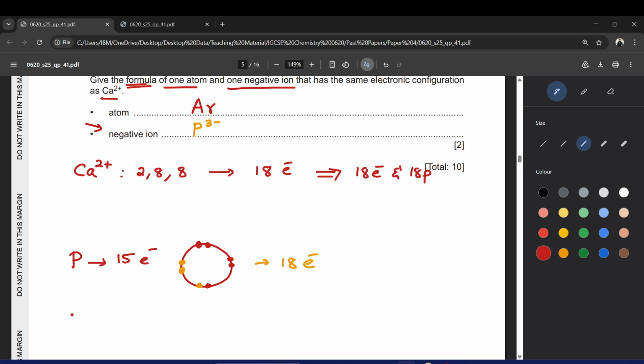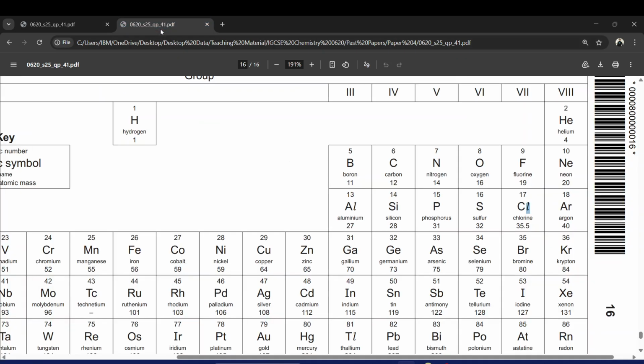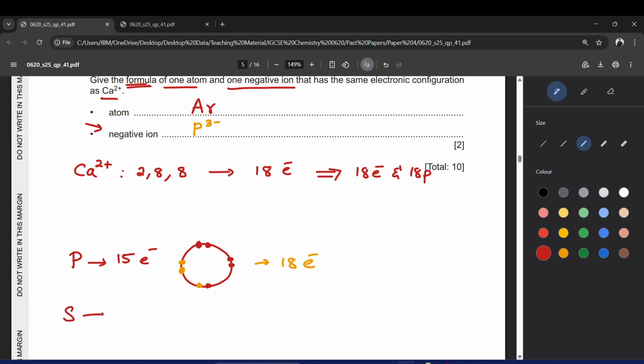The second possible answer could be, what was the next one? Sulfur. Now sulfur has 16 electrons, so that means it has 6 electrons in its outer shell. It needs just 2 more electrons. So if it can get 2 more electrons, now it has achieved the 18 electron configuration. So therefore this one would be S2 negative.